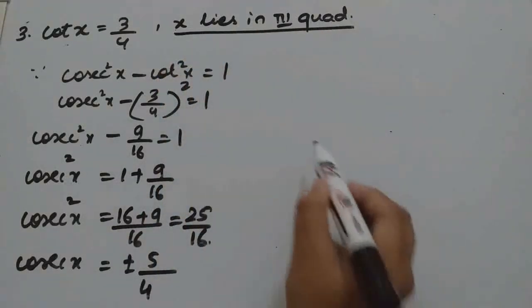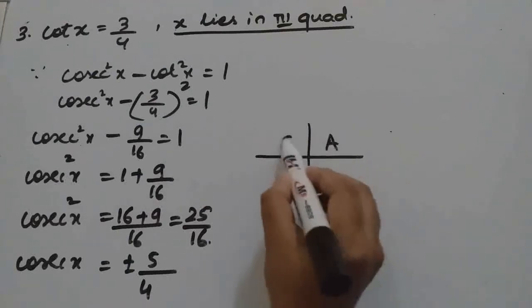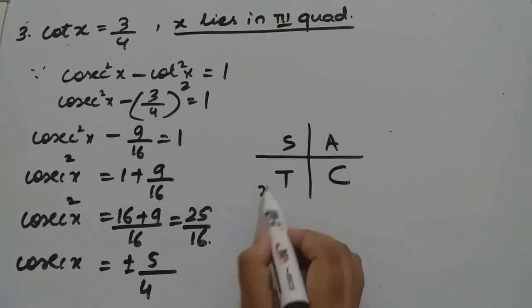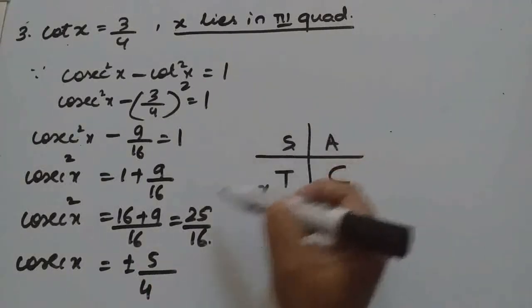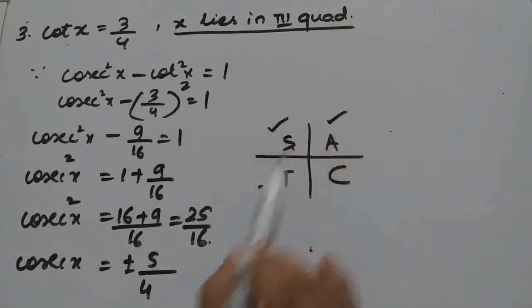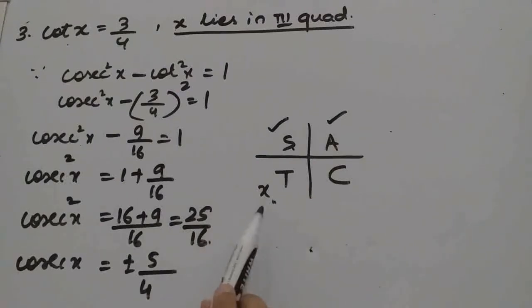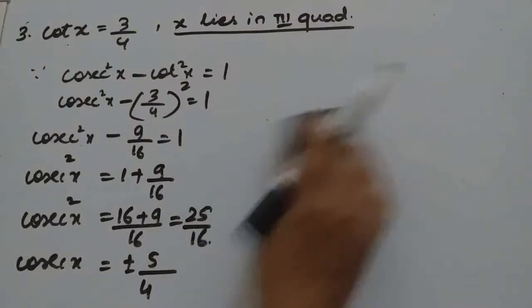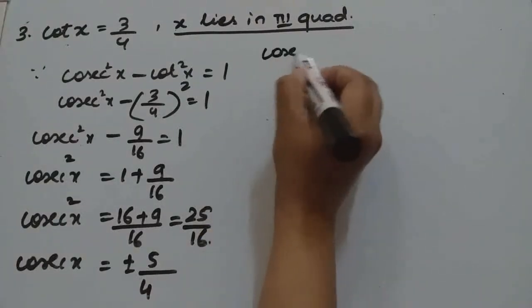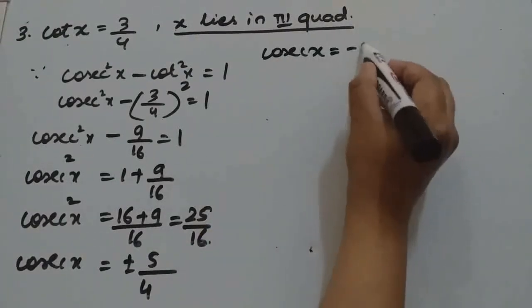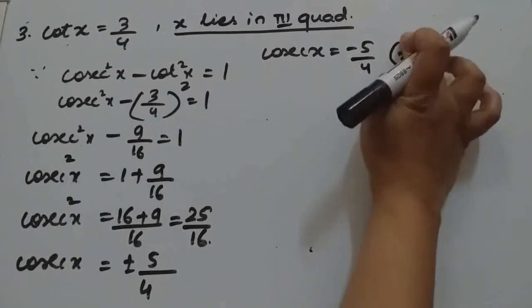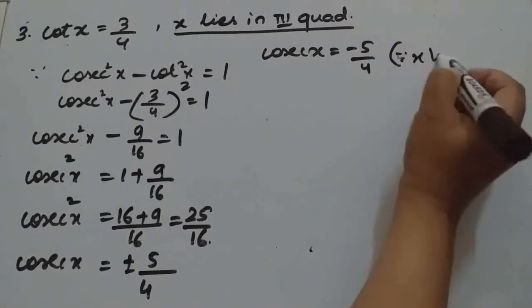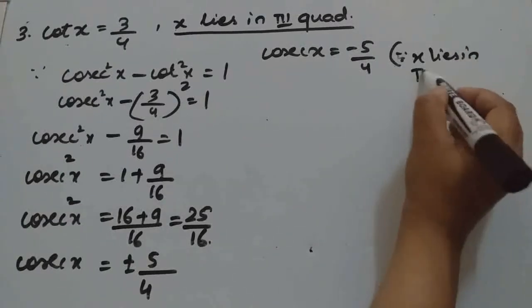X lies in the third quadrant. So recall add sugar to coffee. X is here. Now cosec means related to sine, so it will be positive in the first and second quadrant. So now here x is in the third quadrant, so it will take a negative value. So we will write here cosec x is minus 5 by 4, since x lies in the third quadrant.